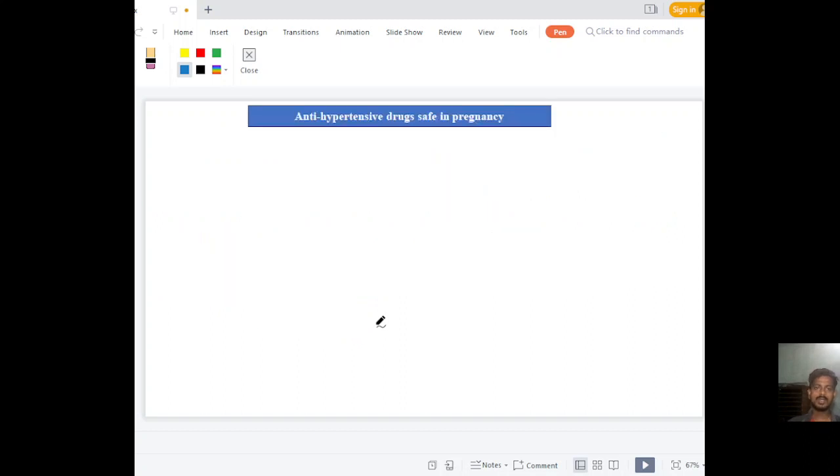Okay, so next is the antihypertensive drugs that are safe in pregnancy. Okay, as you know, several drugs have side effects that can cause damage, that is, teratogenic effects. So we can remember by a mnemonic: better mother care during hypertensive pregnancy.